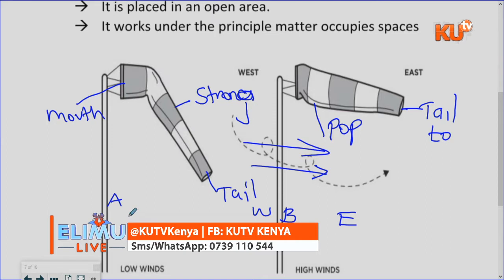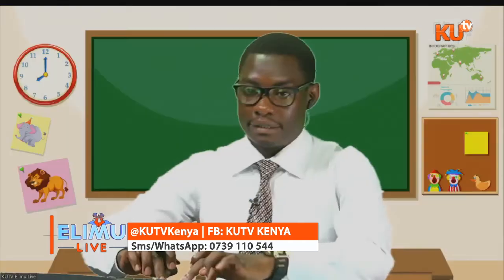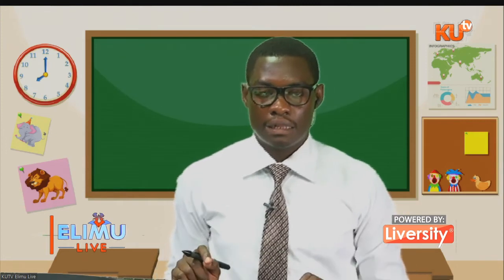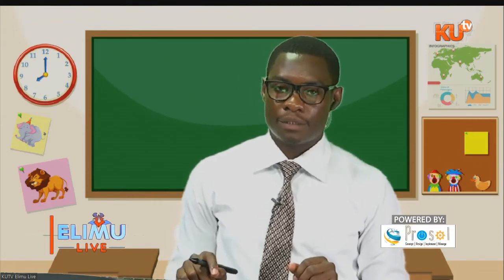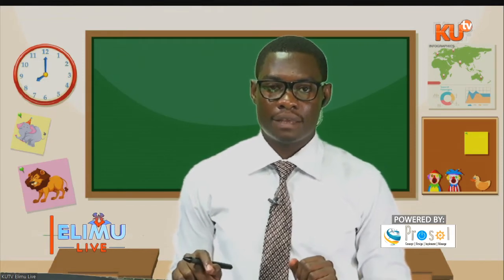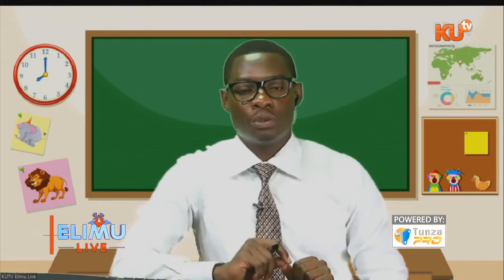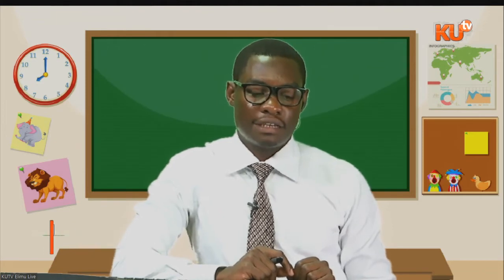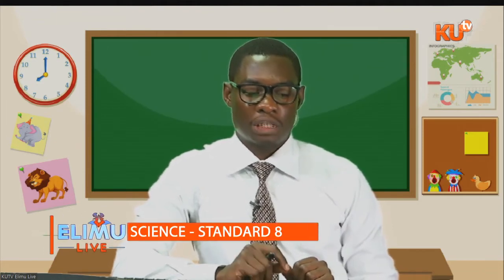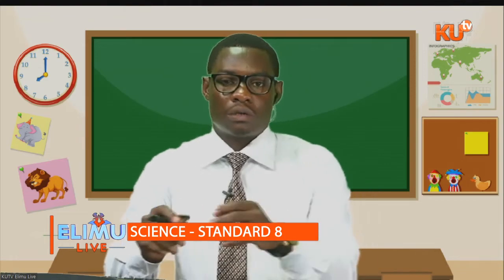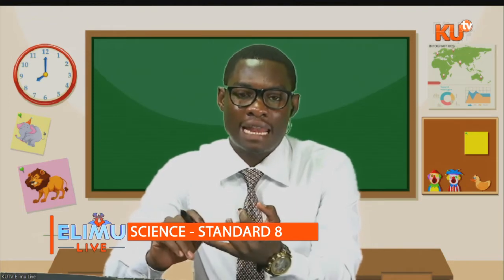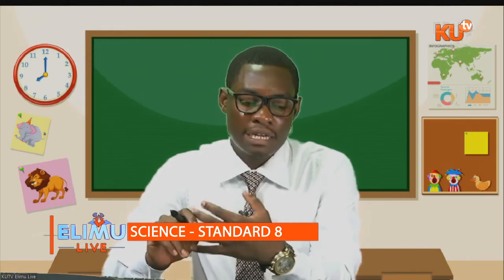So we can move on to our next and final weather instrument. We have looked at three already, so we are looking at the last, which is a thermometer. A thermometer is an instrument used to measure temperature. Temperature is measured in degrees Celsius. Those are the units for measuring temperature. According to our syllabus, we are going to look at two types of thermometer: an air thermometer and a liquid thermometer.